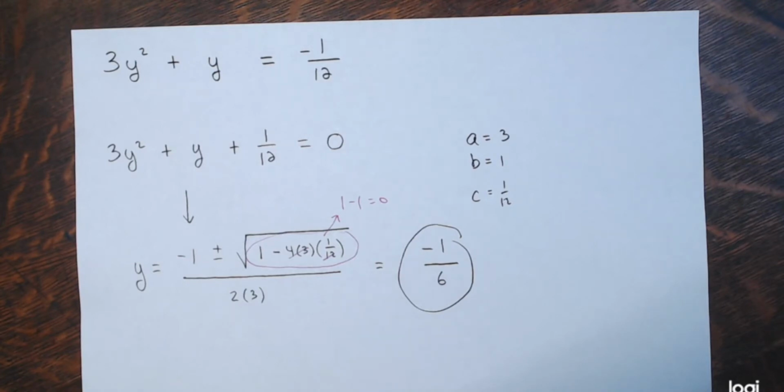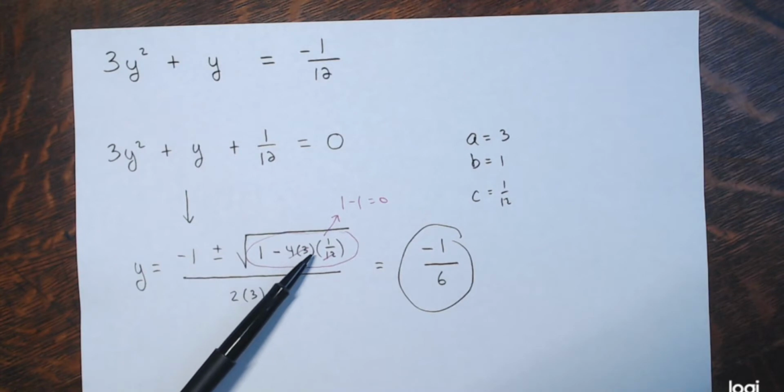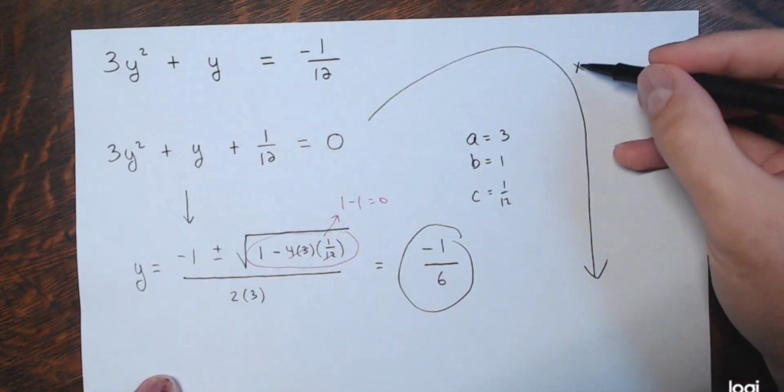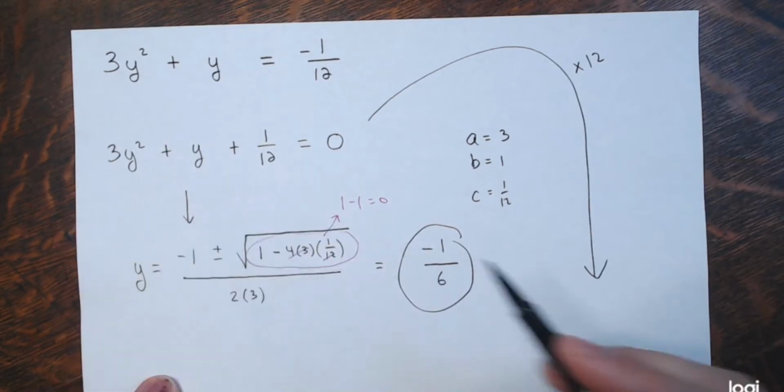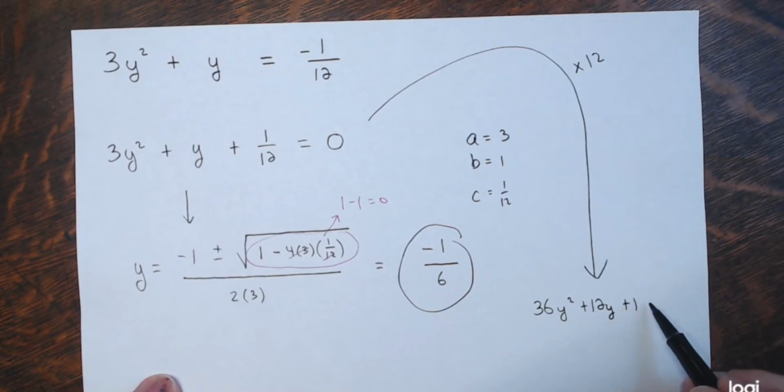Now again, the reason I kept it this way is because I noticed that a times c was going to be canceling with the denominator. Sorry, I noticed that 4 times a was going to cancel with the denominator of c. That doesn't always happen. Now normally, I would multiply everything by 12 to get rid of the fraction, and we'd have 36y squared plus 12y plus 1 equals 0.